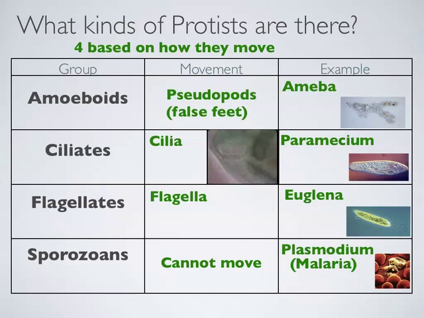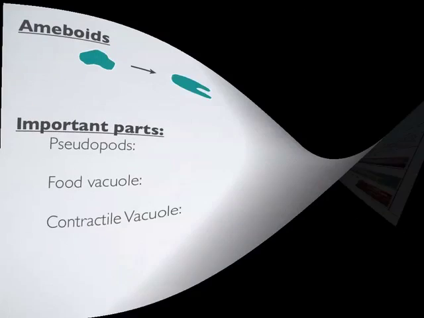So those are our groups of protists. We're now going to talk in a little more detail about them and about some of the important parts that we should know. Then on Tuesday we'll label some parts and the organelles of these protists, and then you're going to make some drawings. That's why you need your colored pencils.